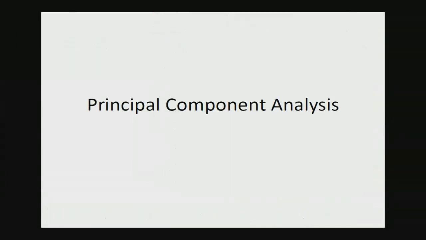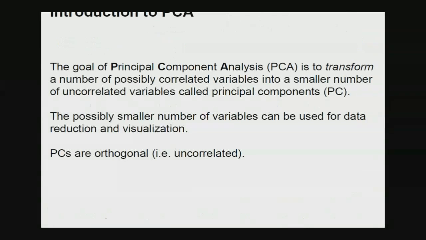Exactly. So the next one is the principal component analysis. The goal of PCA here is to transform a number of possibly correlated variables into a smaller number of uncorrelated variables called principal components. So this is essentially for the purpose of high throughput data analysis. We perform this mainly for dimension reduction and easy visualization. Okay, we don't really perform further statistical analysis using PCA, but it's good for visualization.